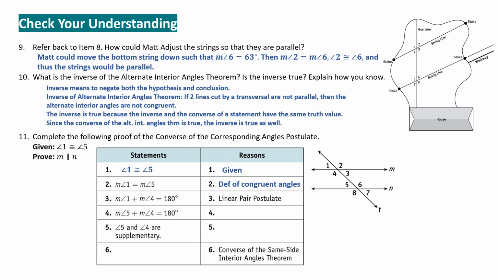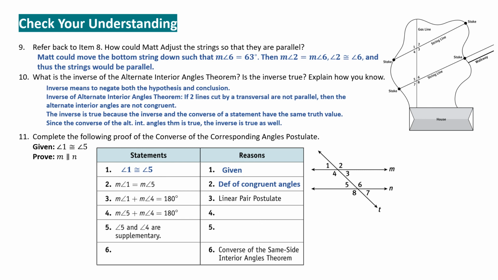We know if two angles have the same measure, then they are congruent. That's what the definition of congruent angles says, and that's how we can go to number 2 from the statement in number 1. All right, so look at angle 1 and angle 4. They form a linear pair, and we know that linear pairs are supplementary by the linear pair postulate, and that's what statement 3 says. The measure of angle 1 plus the measure of angle 4 is 180 degrees because they're supplementary. So that's by the linear pair postulate.